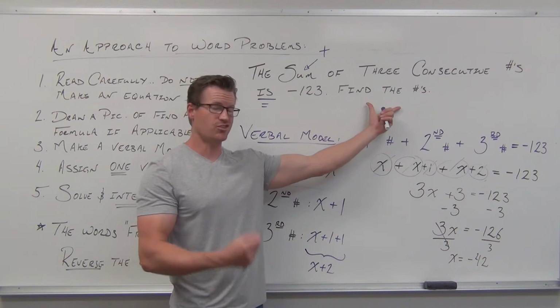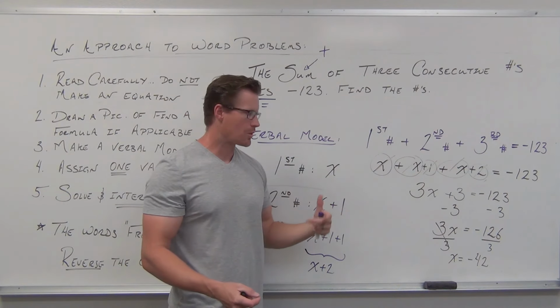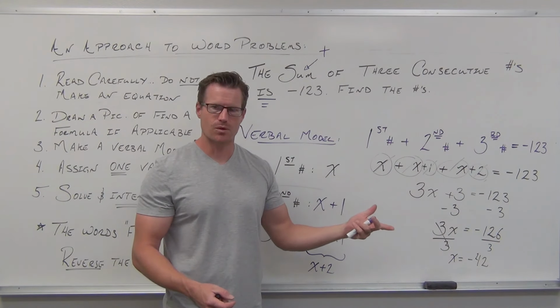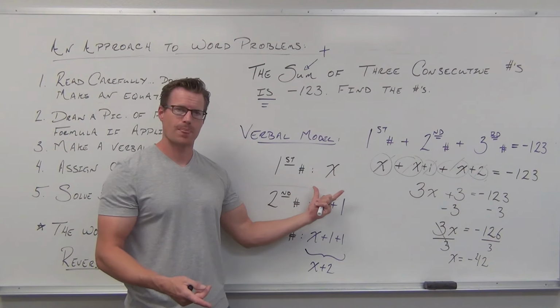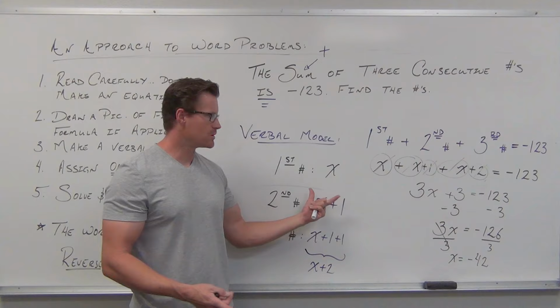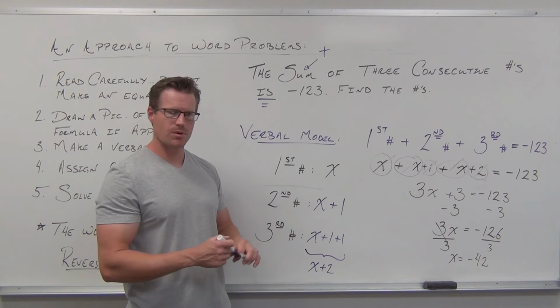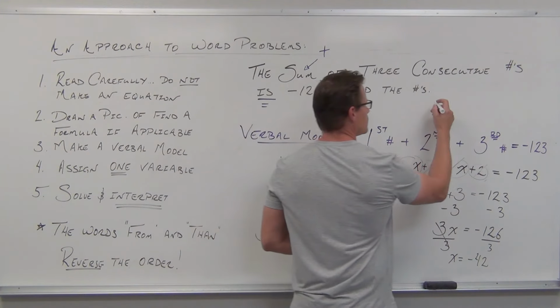Find the numbers, like all of them. So what are the 3 consecutive numbers? How would you find that? Where would you start? That's what this is for. That's why we write this stuff down, so that you can go, oh, you know what? My first number is negative 42.